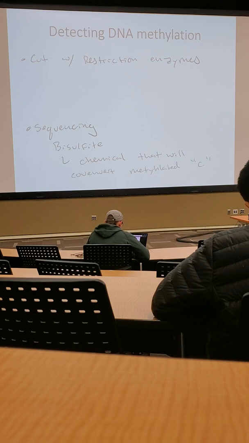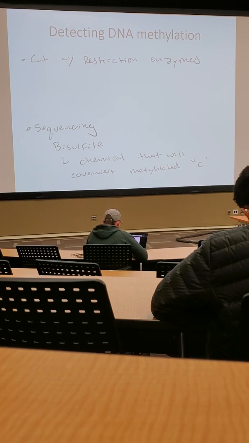If we think CpG islands are methylating these cytosines, we can do chemistry. We can find a chemical or a set of enzymes that's going to see these and change them. Then we sequence the DNA without this treatment, and we sequence the DNA with these treatments. Any changes are the cytosines that were methylated. We'll see a slide on that.